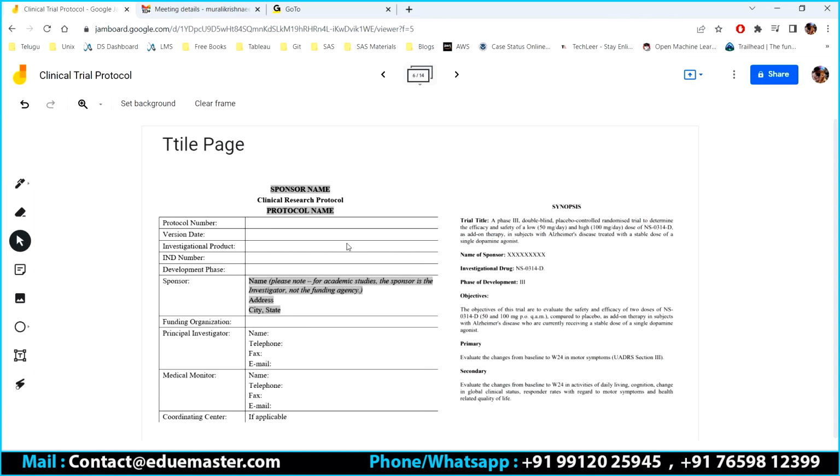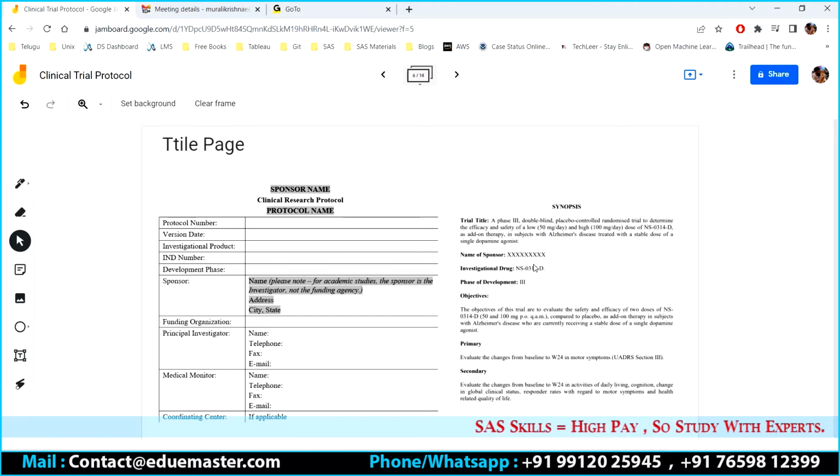So you can see that a title page is the one which can have the details about what is the protocol name, who is the sponsor, when this got started, that is the start date, version date, what is the product that we are actually investigating, what is the development phase. You might be asking, Murli, what is this IND number? This IND number is also related to us, but we don't go deeper about that. But the development phase is important. The meaning of the development phase is phase 1, phase 2, phase 3, phase 4 will be there, correct? At what level you are writing this?